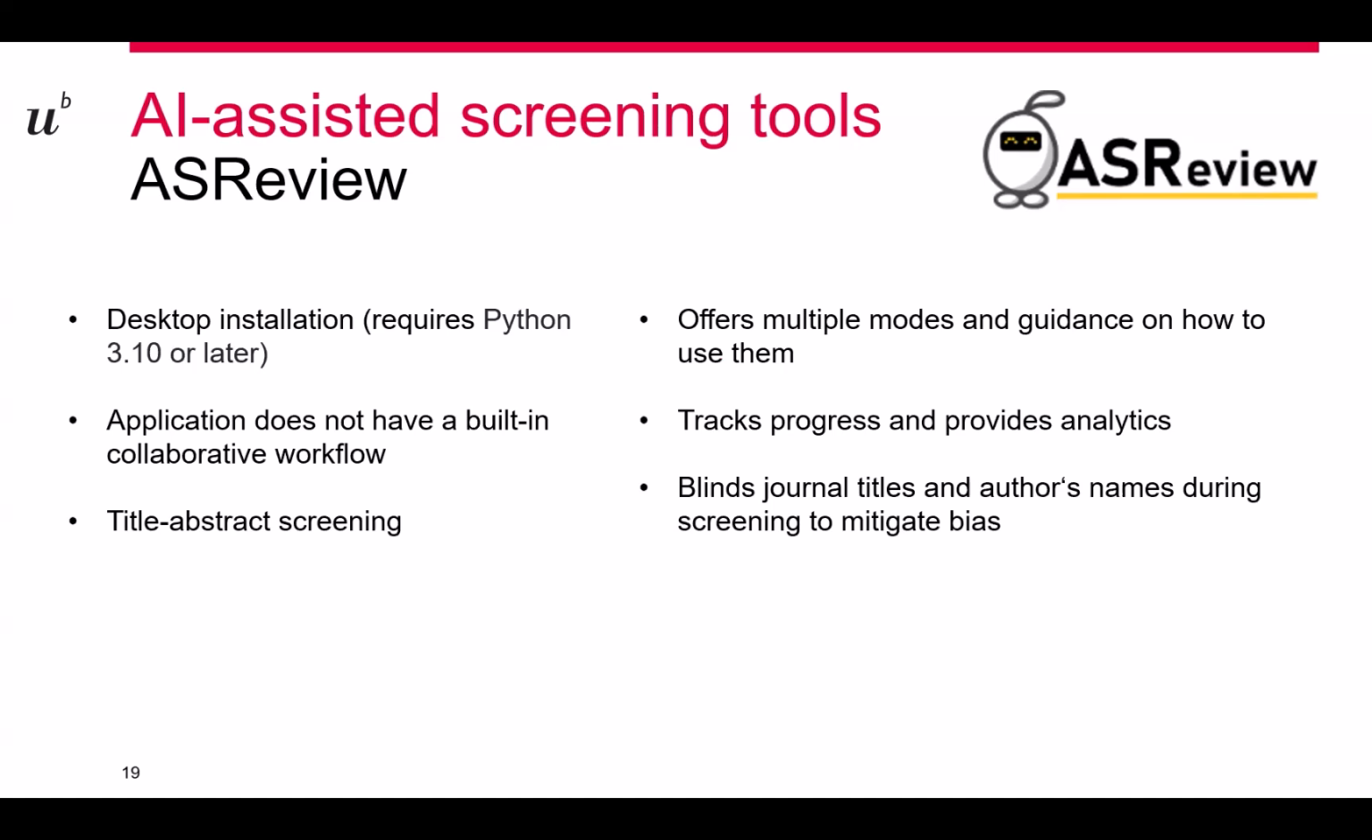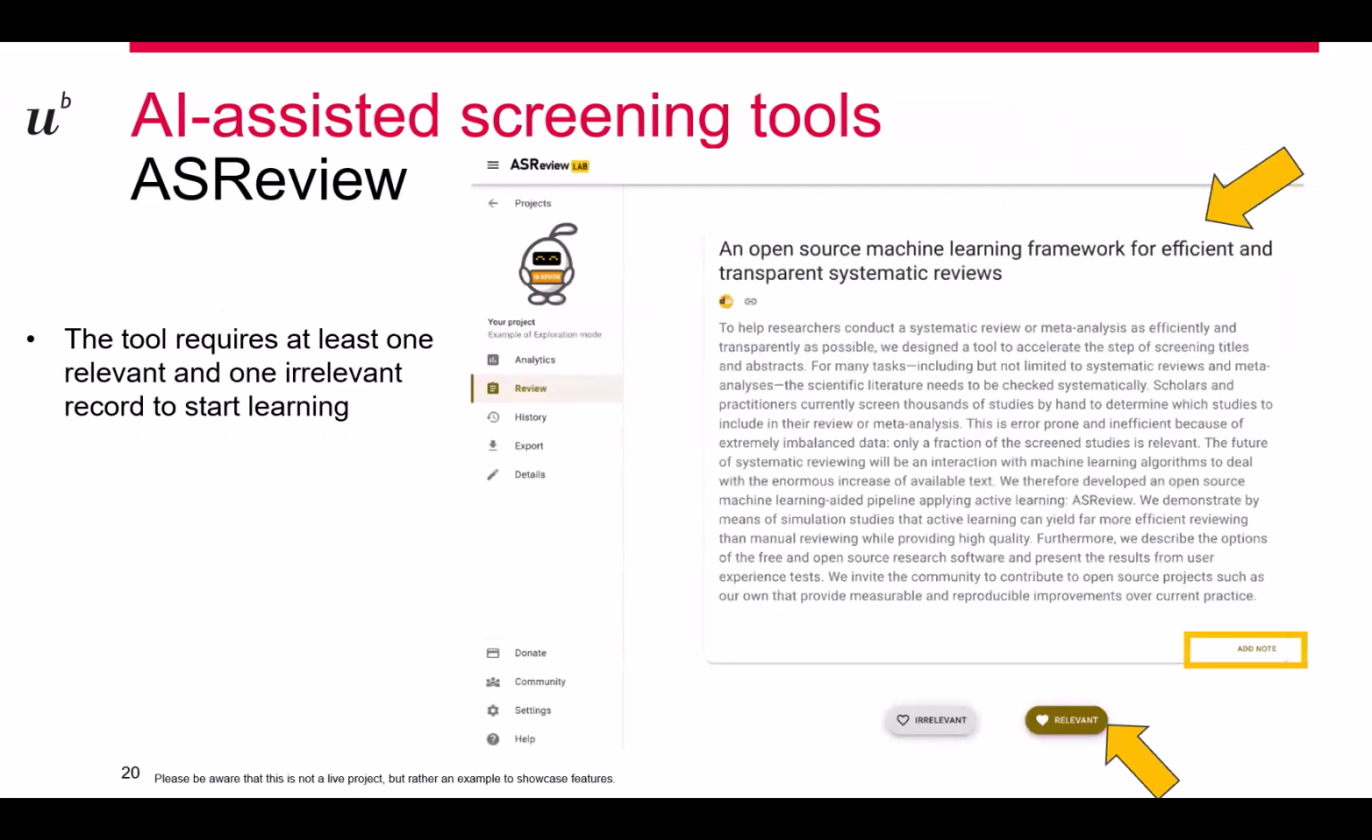And it provides analytics to track your process. And the other thing that it does when you import the records, it actually blinds the journal titles and names to help mitigate bias. And so here is a look of the platform. And as you can see, the author name and the titles are blinded.